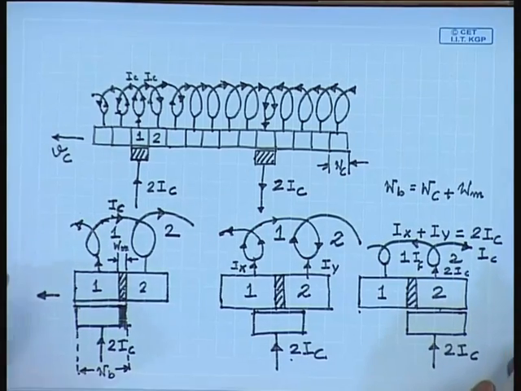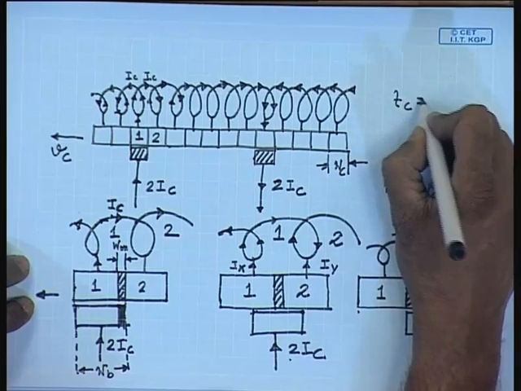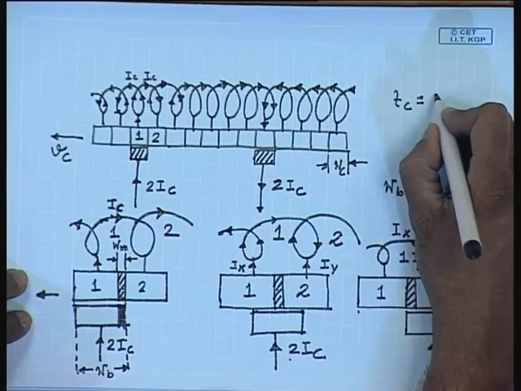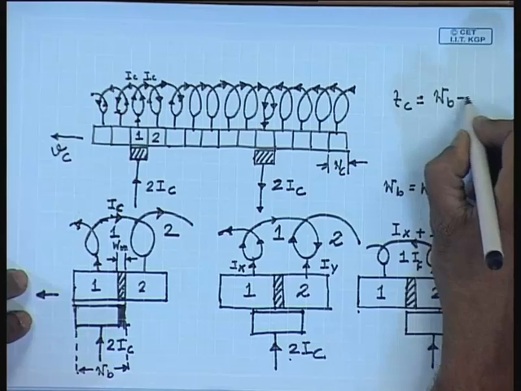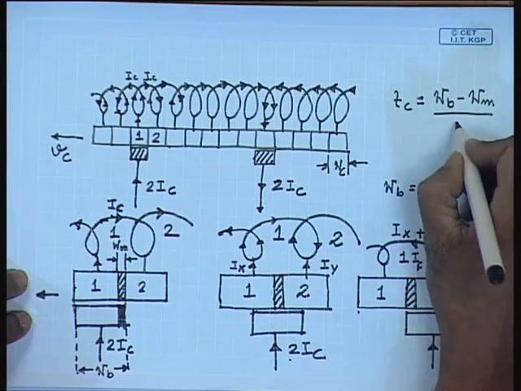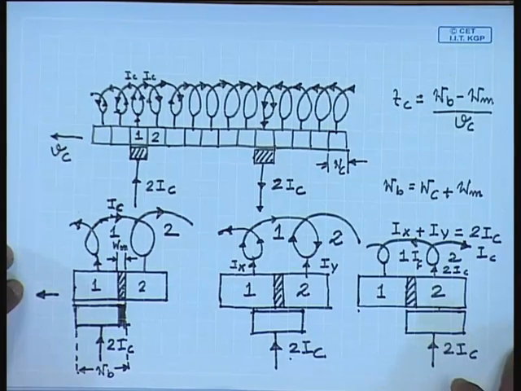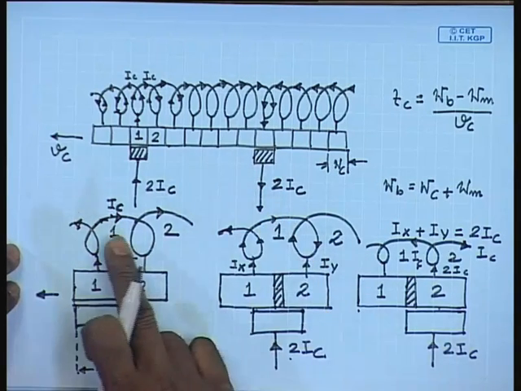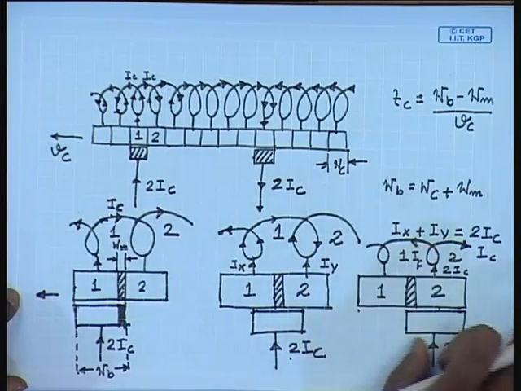and the time taken can be easily calculated by the commutation time TC equal to, during commutation, the brush has moved by an amount WB minus WM by Vc. During this period, the current in coil 1 must change from, if we assume this direction to be positive, from plus Ic to minus Ic.